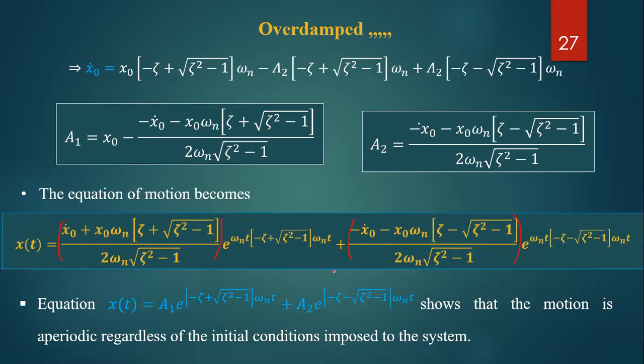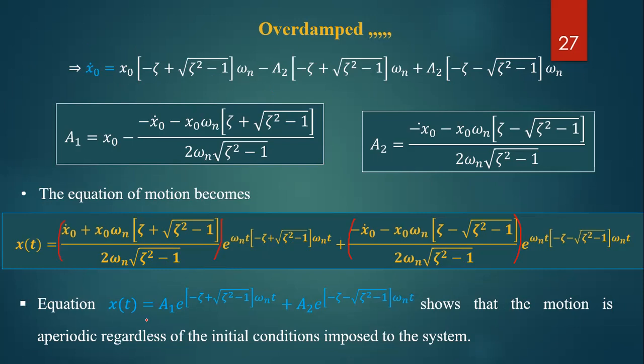Substituting A1 and A2, we have this equation. This is a long equation. Maybe if you properly follow the steps, you can get it easily. But if you make some mistake, then immediately the equation will get spoiled at some point. So be careful when you are deriving, differentiating, and applying boundary and initial conditions.